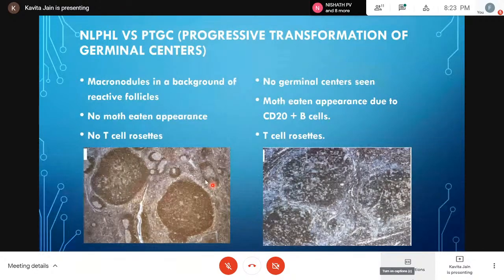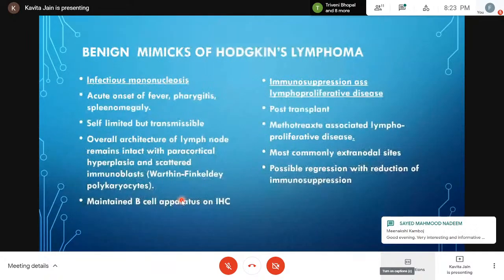We can see the germinal centers, whereas here, there will be no germinal centers. The macronodules are there with a moth-eaten appearance. They don't have any moth-eaten appearance. No T cell rosettes, and here we have T cell rosettes. So this we can only appreciate when we see the slides mostly, but we can keep these points in mind.